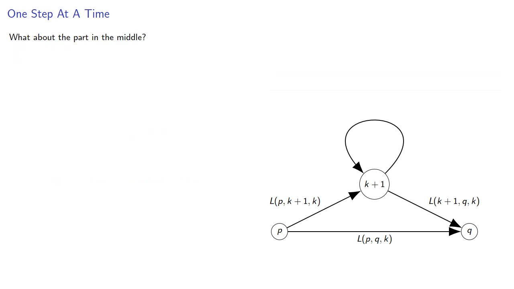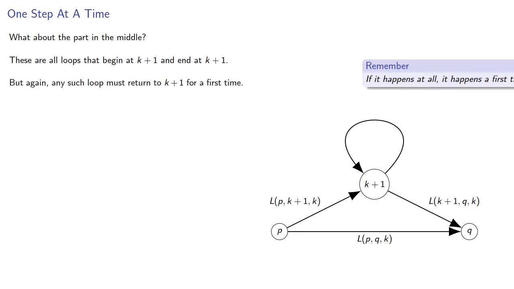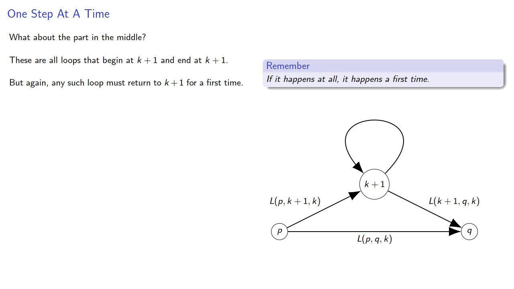What about the part in the middle? These are all loops that begin at state K+1 and end at state K+1. But again, any such loop must return to K+1 for a first time. So the loop will be included in the strings L_{K+1,K+1,K}, not passing through any state numbered higher than K. Because again, the return is the first time we've passed through state K+1.